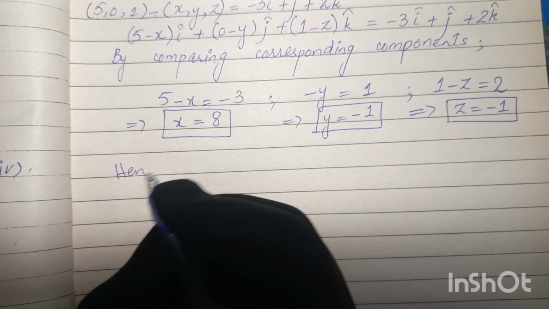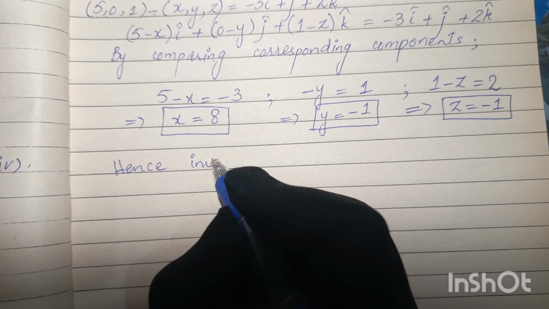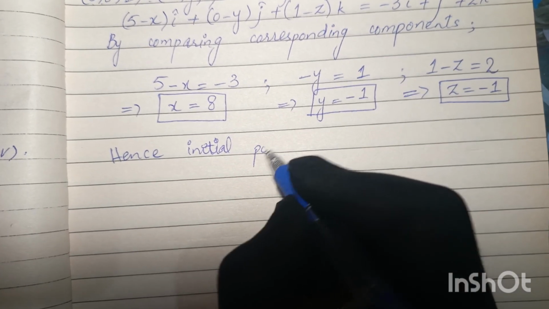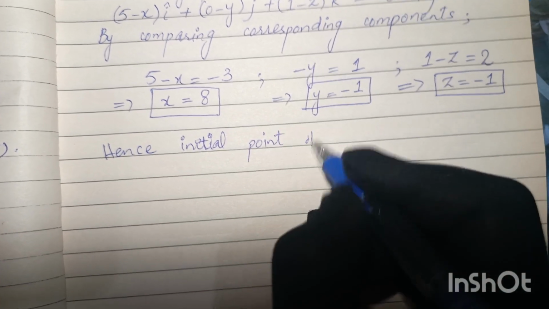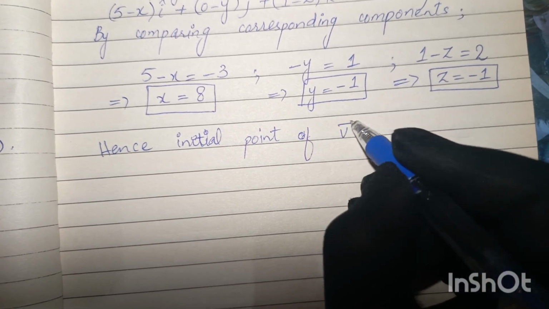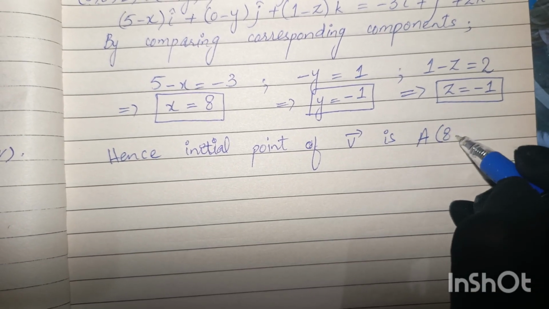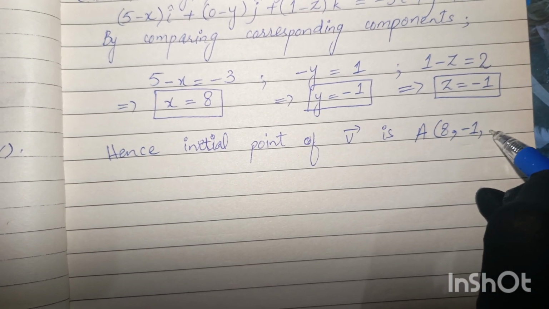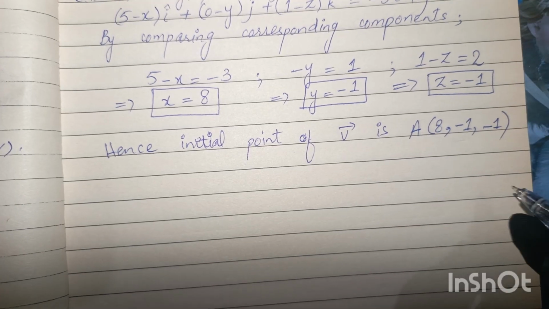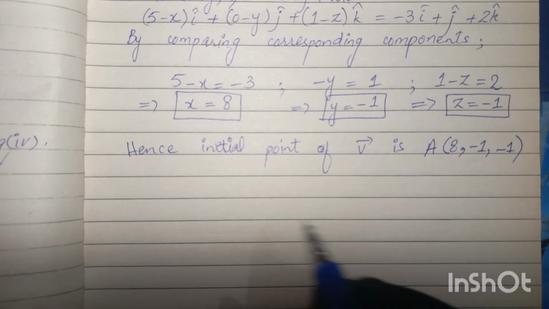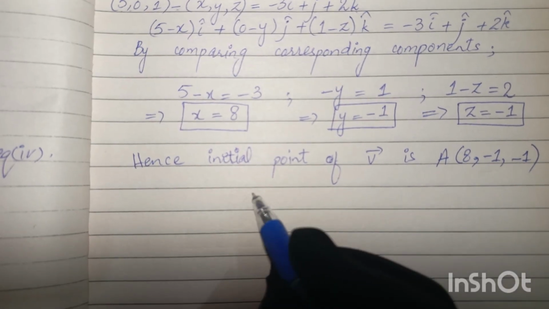Hence, the initial point of v vector is A, which is (8, -1, -1). So this is our final answer for third part. So question number 3 is completed over here.